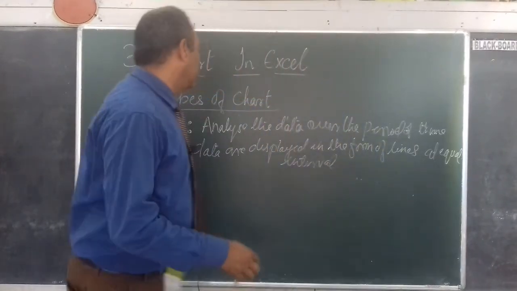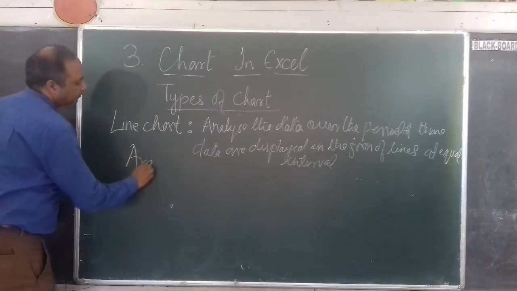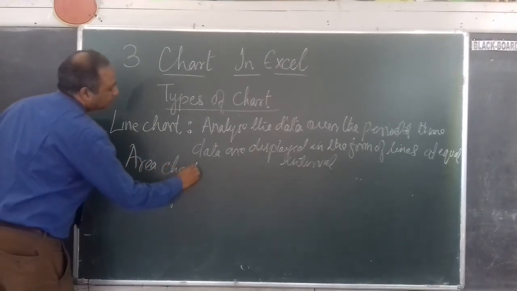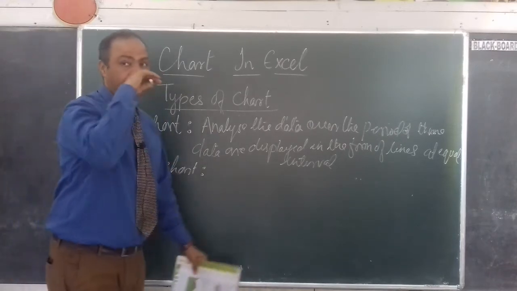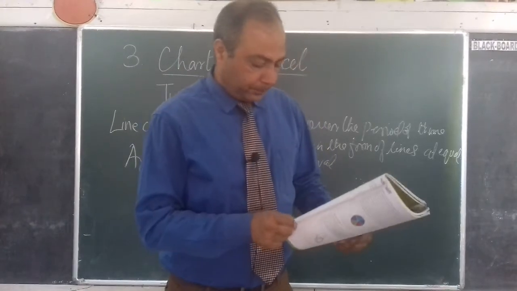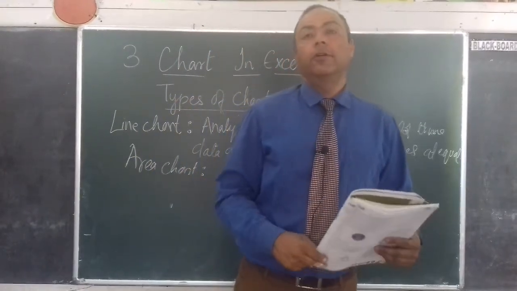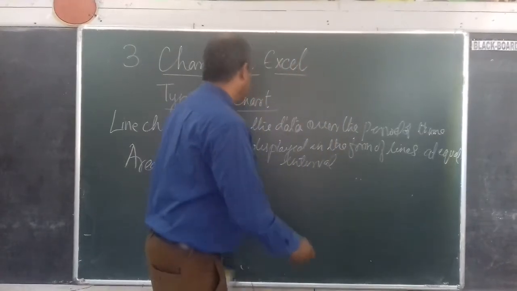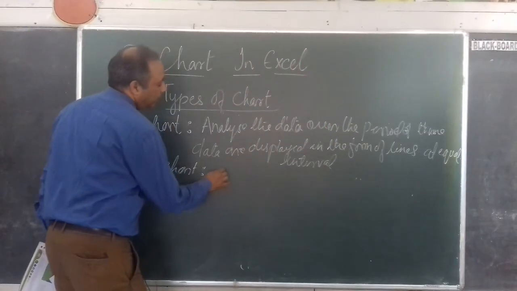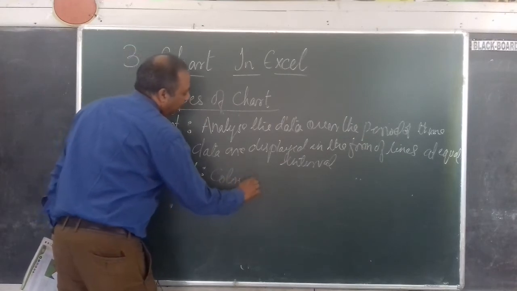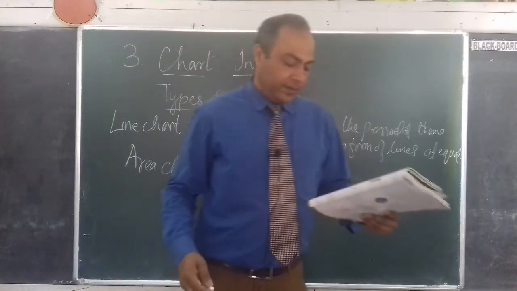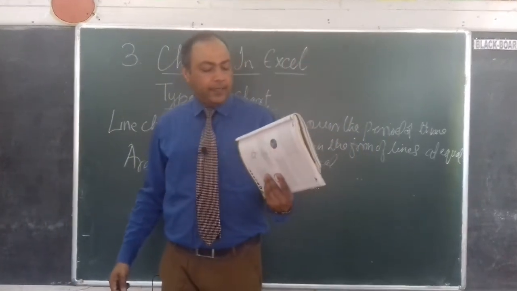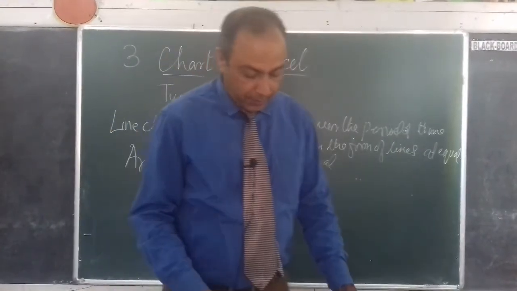The next type of chart is the area chart. Area chart is similar to the line chart, but the area is filled with color or patterns. In the line chart, a single line denotes the data, but here the colored areas denote the data. With colors or patterns, it increases the visual effect of the chart, so visually it will be more appealing as compared to the line chart.